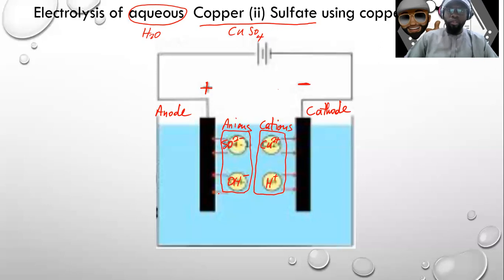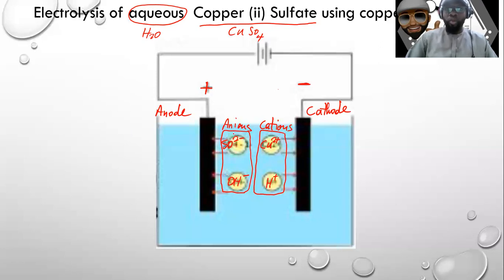The rules govern what the product at the anode will be, which ion will move to the anode to form the product. Both of them cannot form the product at the anode, only one of them. Both of them are attracted to the anode, but only one of them will form the product at the anode.